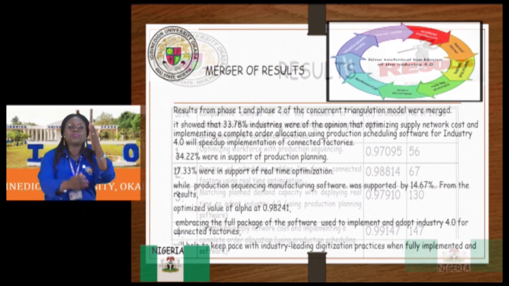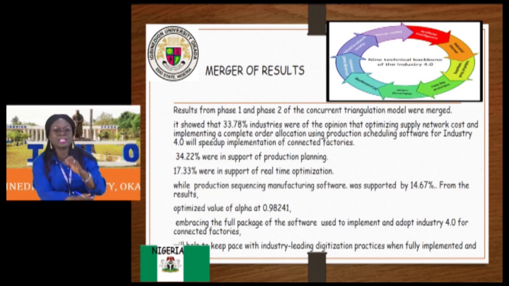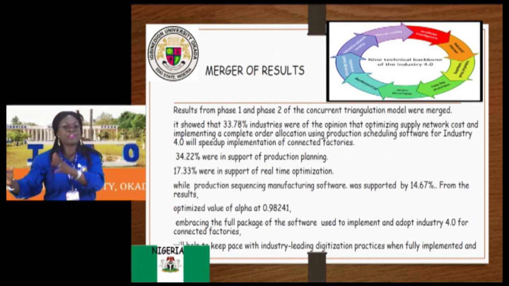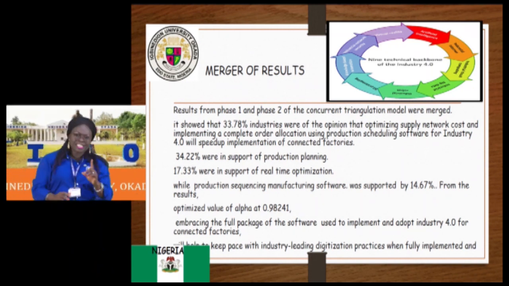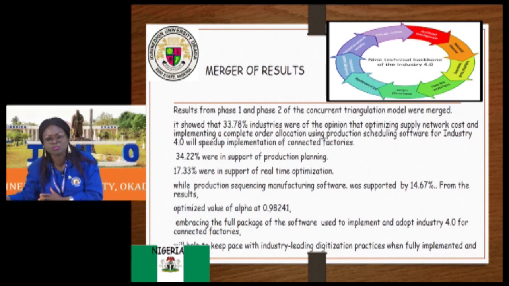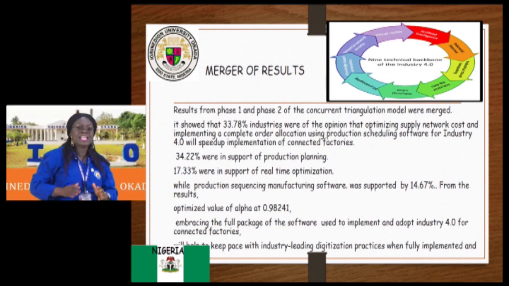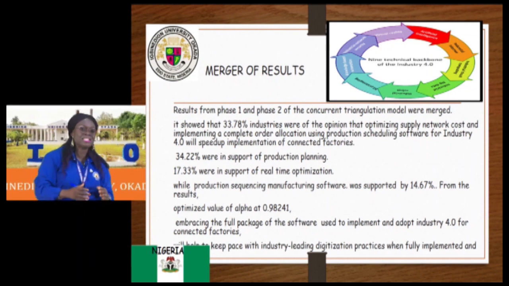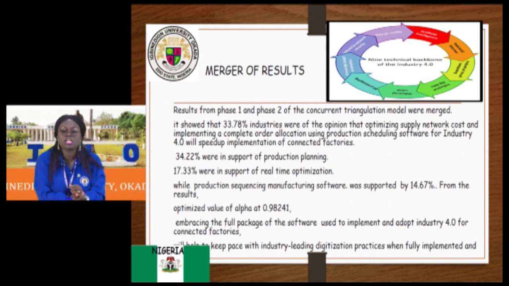But conclusively, results from phase one, from a total of 450 respondents with 400 respondents for industry survey questionnaires, closed-ended questions, and 50 respondents for in-depth interview: 34.22% respondents agreed that production planning was the best. 33.78% respondents were of the view that production scheduling software was what they chose. And then 17.33% respondents chose real-time optimization. Lastly, 14.67% respondents were of the view that production sequencing manufacturing software would help to keep our industries connected.